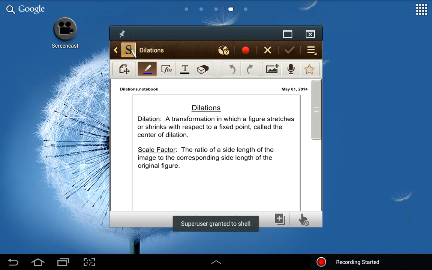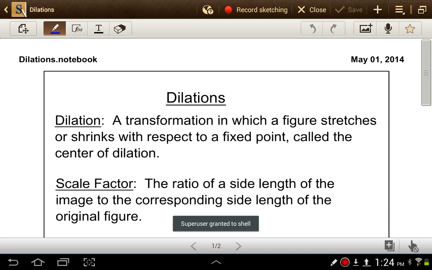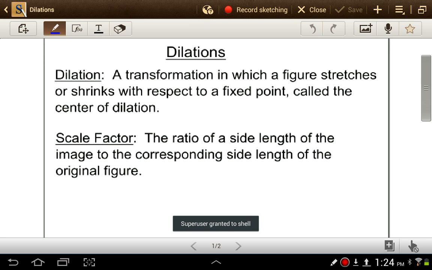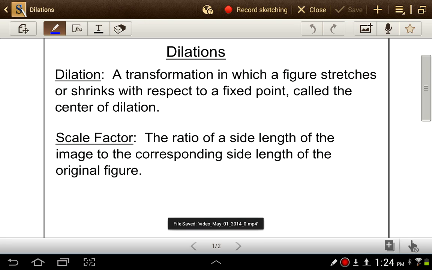Alright, today we're going to talk about dilations. This is our last transformation that we are going to talk about for this year. A dilation, guys, is a transformation in which a figure stretches or shrinks with respect to a fixed point called the center of dilation. And for our class, the center of dilation is always going to be the origin, so you don't have to worry about trying to figure that out. We're going to use the origin as our center of dilation.